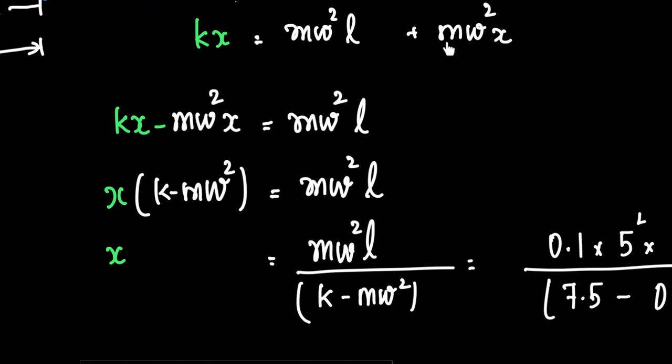Then I'll transpose this portion to the RHS, and what do we get? kx minus m omega square x is equal to m into omega square into L. And then x, I'll take out as common from here. And what do we get? x into k minus m omega square is equal to m omega square L. Therefore, x is equal to m omega square L by k minus m omega square.